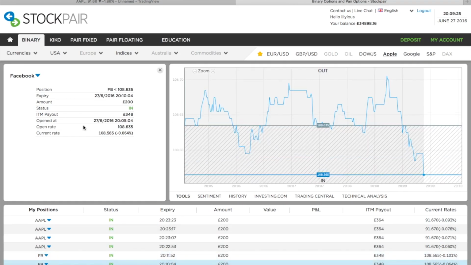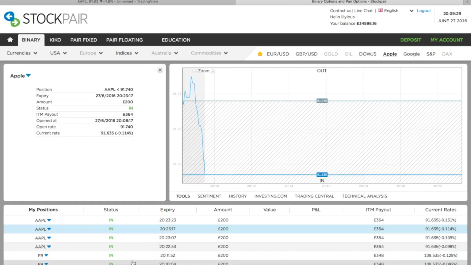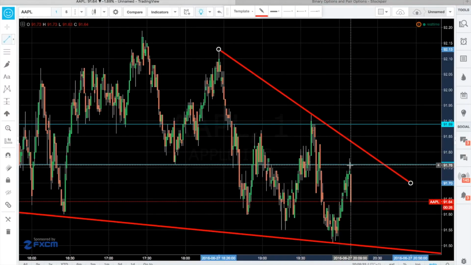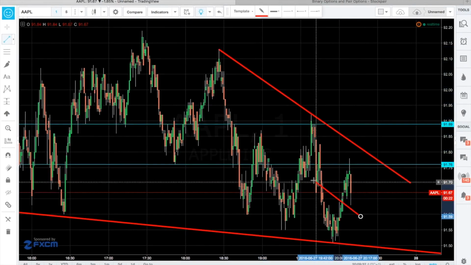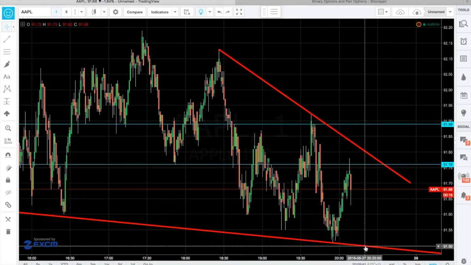That's dropped even more. That's fantastic for us. Apple's dropped even more. That's great. We're going to go back. Yep. Look, it hit the line. It's reversed. It's going to be coming back down. It's going to be coming to about this line here.